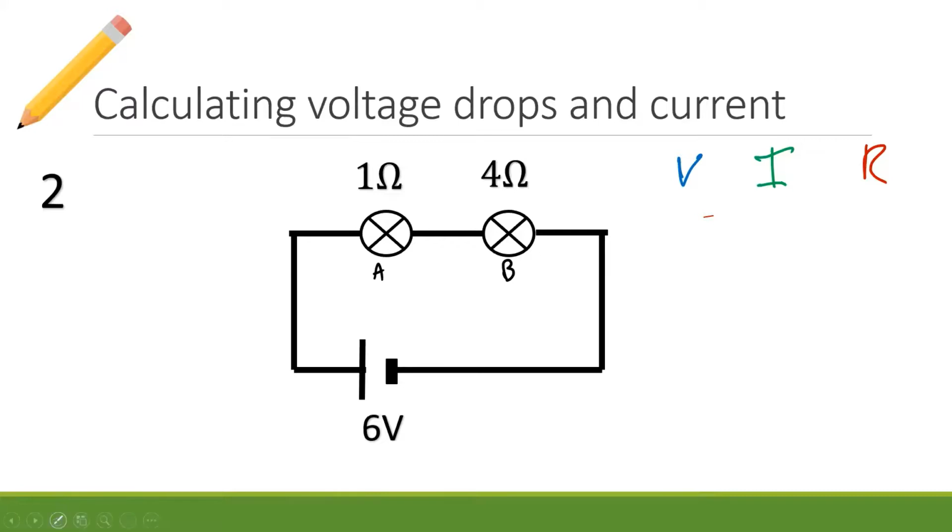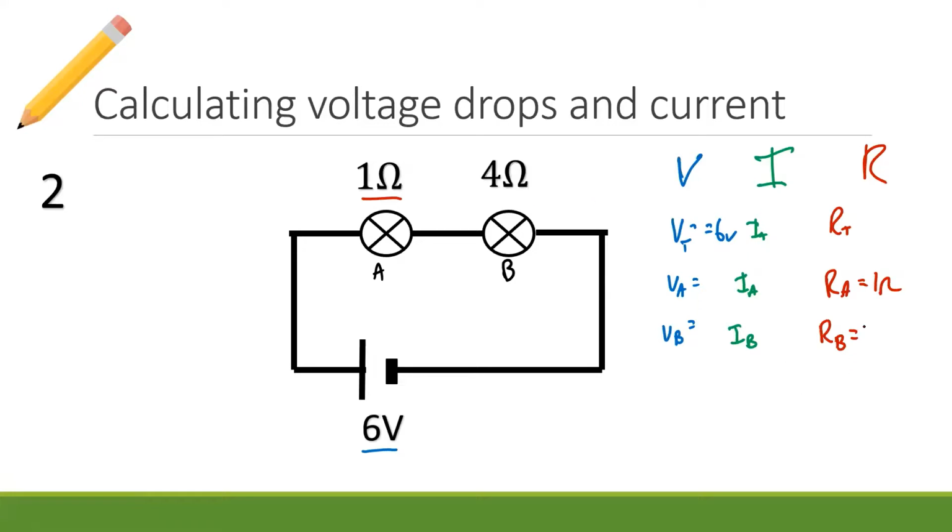Now, what I'm going to do first is write down all the information. We happen to know what VT is. It actually says it. It's 6. But we don't know what the voltage drop through resistor A is, and we don't know what the voltage drop through resistor B is. As for the current, just like before, we have no idea what the total current is, the current through A, or the current through B. We do know that once we figure out the total current, we can work out these other ones. As for the resistance, at the moment we don't know what the total resistance is. But we do know the resistance through A. It says it here, 1 ohm. And we know the resistance through B is 4 ohms.